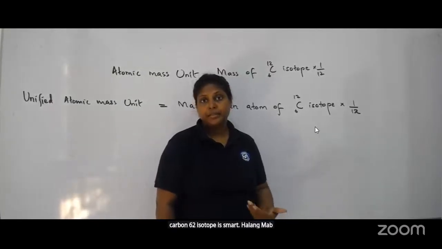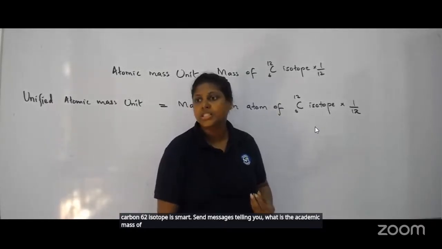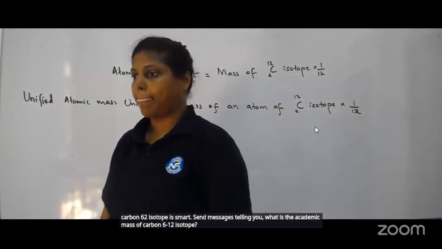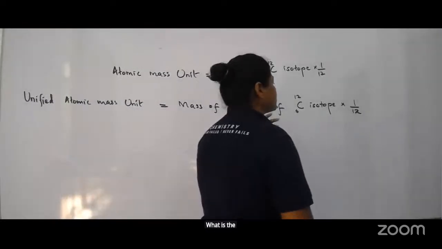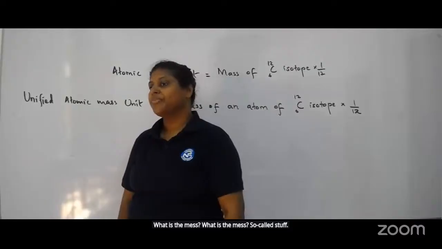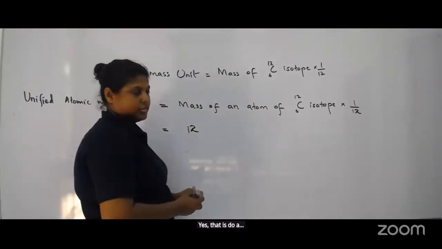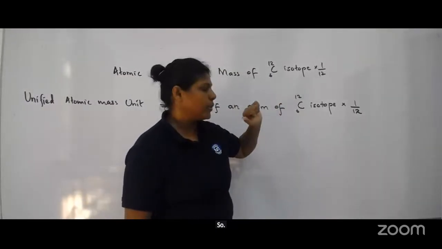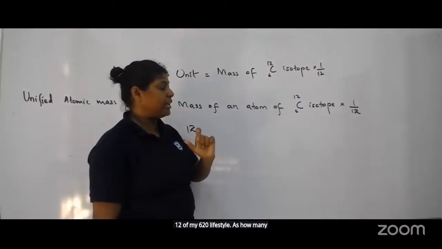Online people, send messages. What is the atomic mass of the carbon-12 isotope? What is the mass of carbon-12 isotope? Yes, that is 12. 12 of carbon-12 isotope has how many atoms?